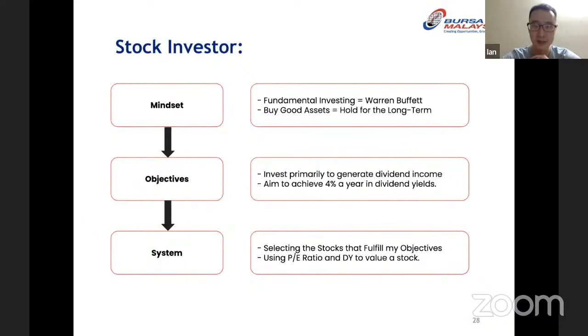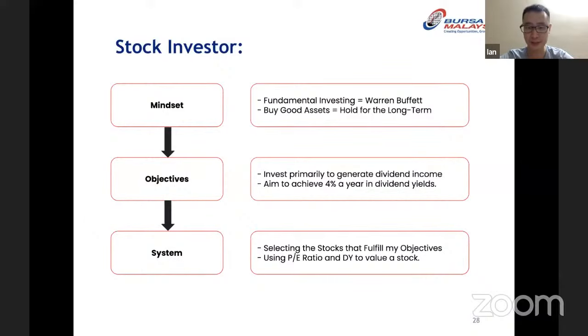Now, when it comes to objectives, different people will have different objectives. For example, for myself, let's say I'm a dividend investor. My objective could be to invest to get dividend income. And let's say here I have a simple goal where I aim to achieve 4% per annum in dividend yields from each and every single stock that I buy. So that's my objective. The mindset is fundamental investing, buy good stocks, hold for the long term. My objective is to earn dividend income, and I would like to achieve at least 4% per annum in dividend yields from all the stocks that I purchase.